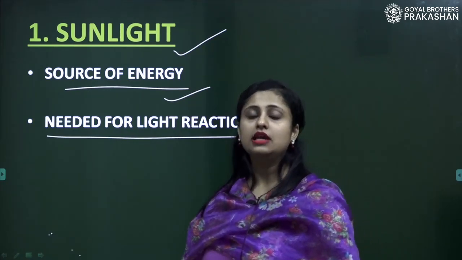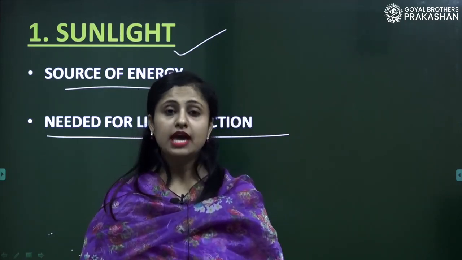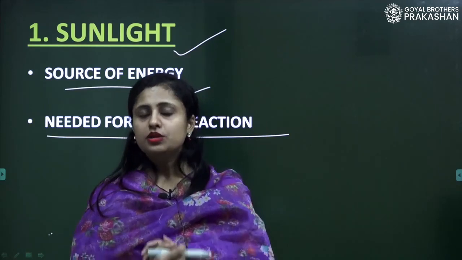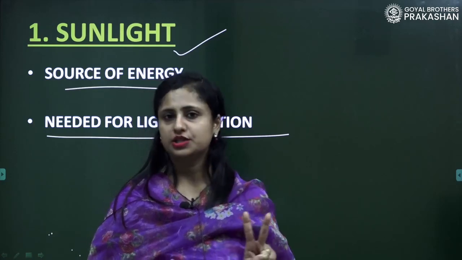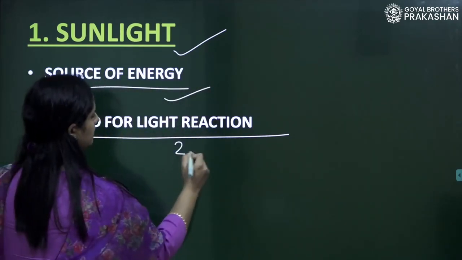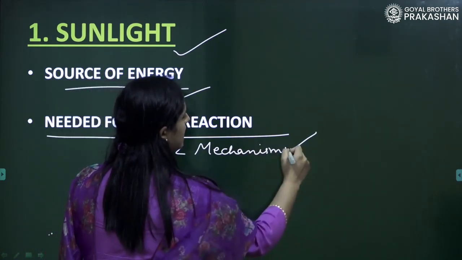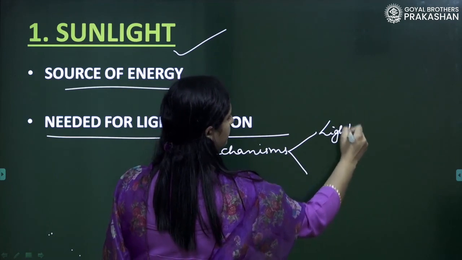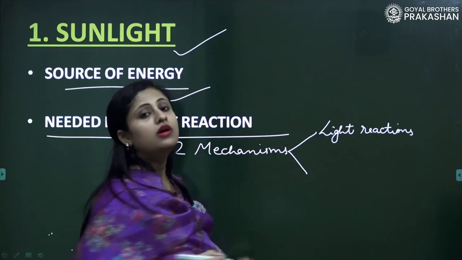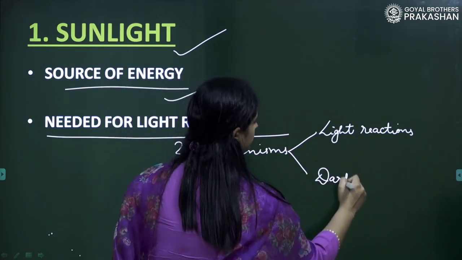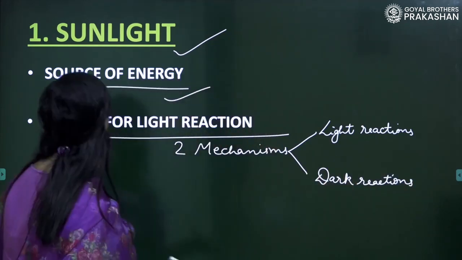So, sunlight is required for the light reaction to take place. There are basically two mechanisms which occur in the plant to carry out the process of photosynthesis. Those two mechanisms are: number 1, light reaction, and number 2, dark reactions. I am writing here the two mechanisms: light reaction and number 2, dark reactions.